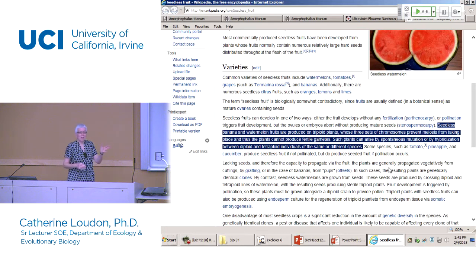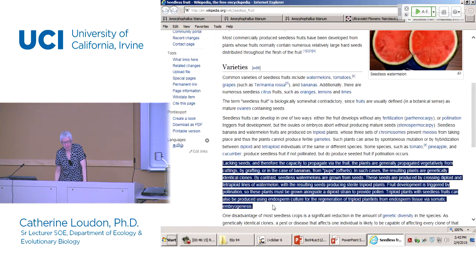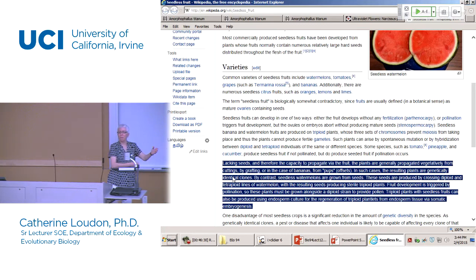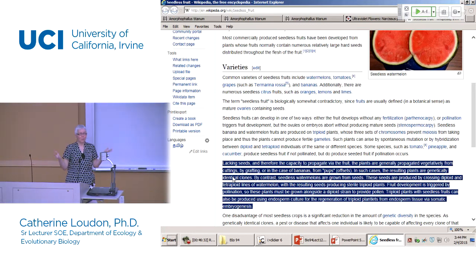And so what that means then is a plant like this, if this did arise naturally in the wild, it would just die without producing any offspring, right? Because it's incapable of producing seeds. So how is it then that we have any of these plants? Well, lacking seeds and therefore the capacity to propagate via the fruit, the plants are generally propagated vegetatively by cuttings. So if any of you are gardeners, you might be familiar with this concept where you take a plant, many plants are like this, and you can lop a bit off and then stick it in some water under the right conditions.